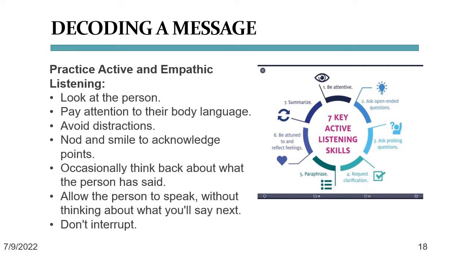To listen actively, give your undivided attention to the speaker. You can look at the person, pay attention to his or her body language, make sure you avoid distractions, and nod and smile to acknowledge the points that they're making. Also, occasionally think back about what the person has said and allow the person to speak without thinking about what you'll say next. And lastly, don't interrupt.